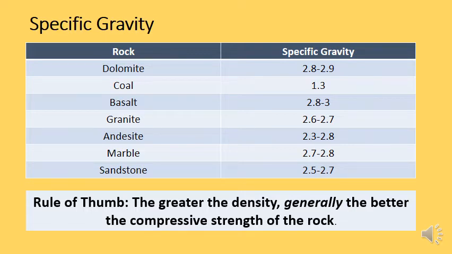So we don't use coal for building foundations. It's very weak. And you've probably held coal in your hand before, and it doesn't take a lot. You can crush it in your hand quite easily. So you wouldn't want to be building things out of that in civil engineering. But materials like granite and andesite and basalt, they've got good specific gravity, and they generally have very good compressive strength, which makes them suitable for a lot of applications in civil engineering.